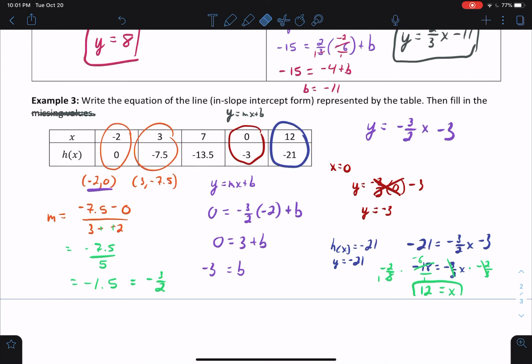All right, so a lot of practice problems on here. Big idea is finding the slope, doing the change in y over the change in x, and then using that slope in one of the points to write the equation of the line. Okay? If you have any questions, let me know. Other than that, start working on your practice problems.